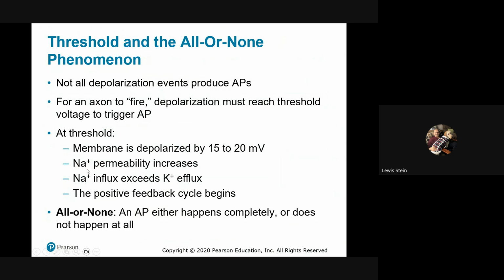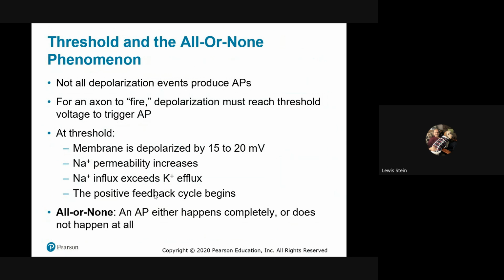The vast increase in sodium, you hit that massive amount of voltage-gated channels for sodium. Sodium influx exceeds potassium efflux, effectively called self-propagating or self-amplifying. That's what positive feedback is. It gets bigger and keeps going until the nerve has fired. That's the end of the event, and we start the whole process over again.